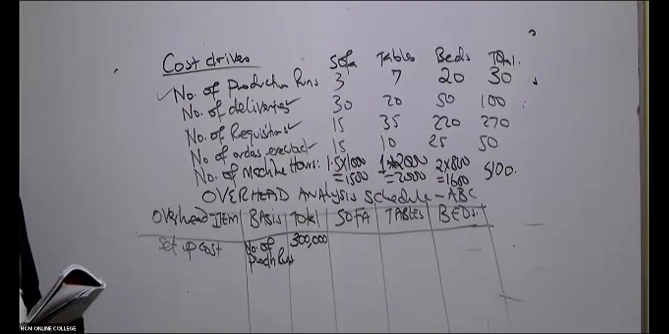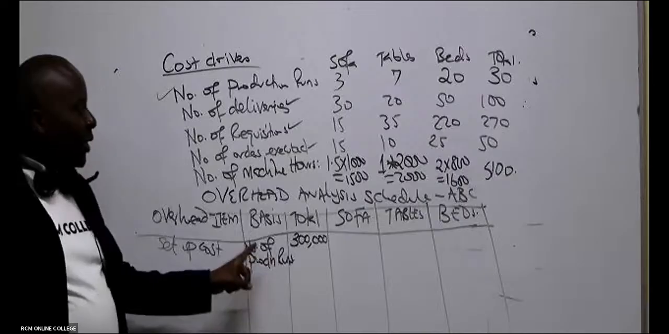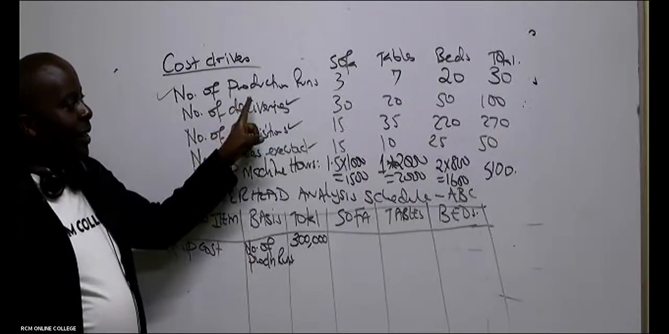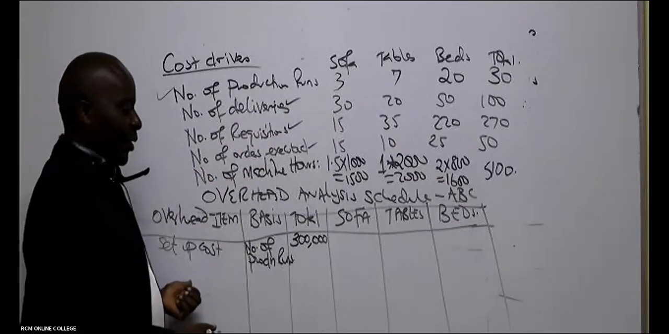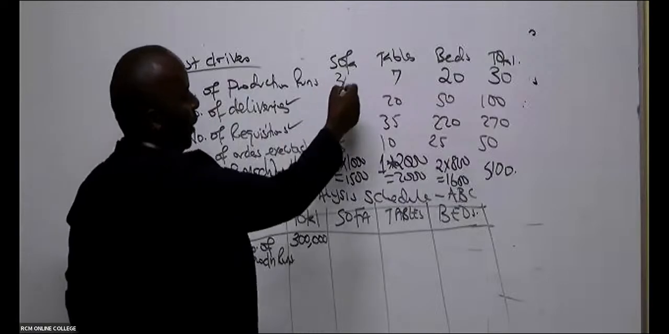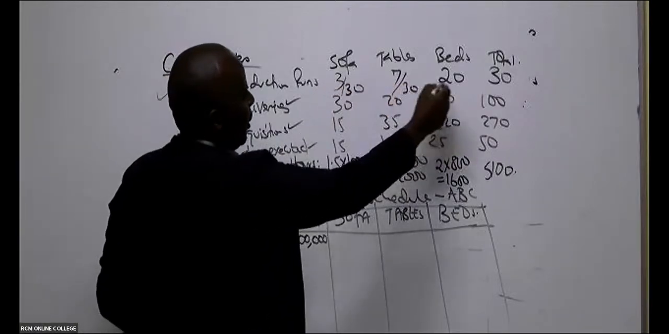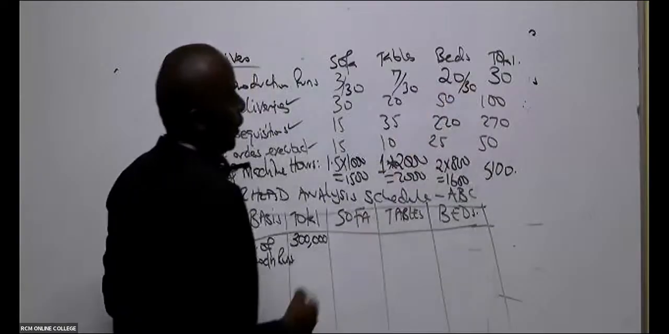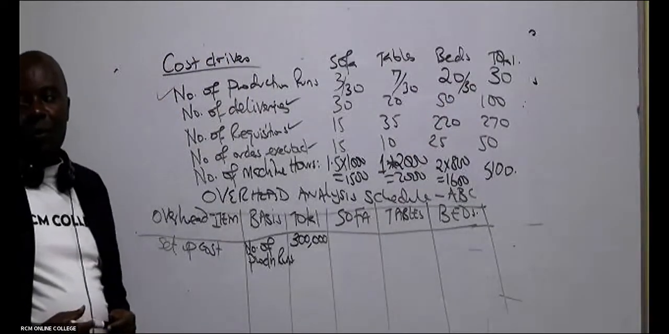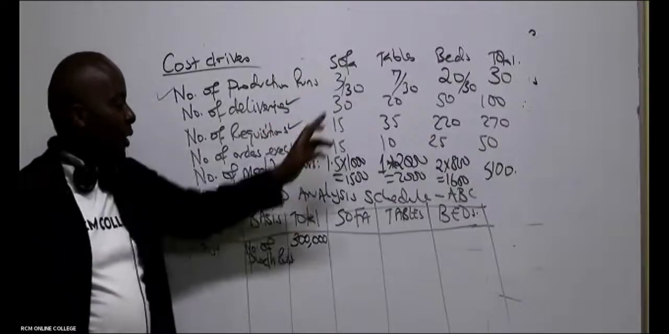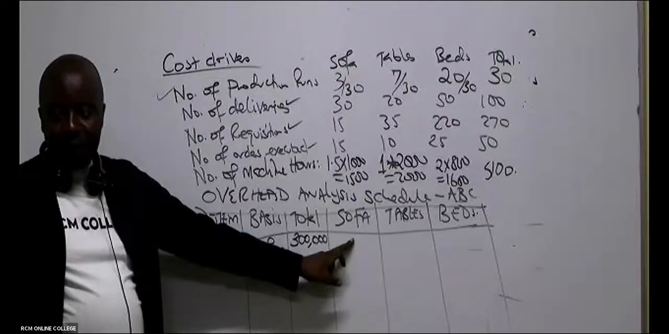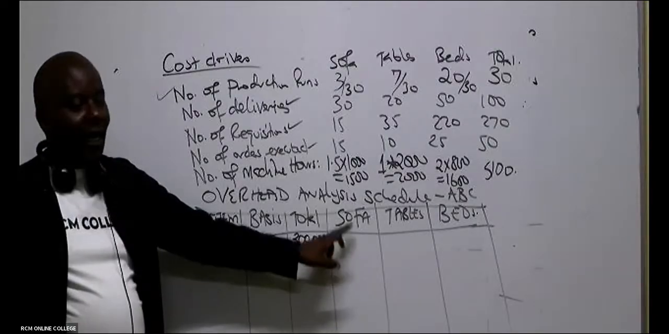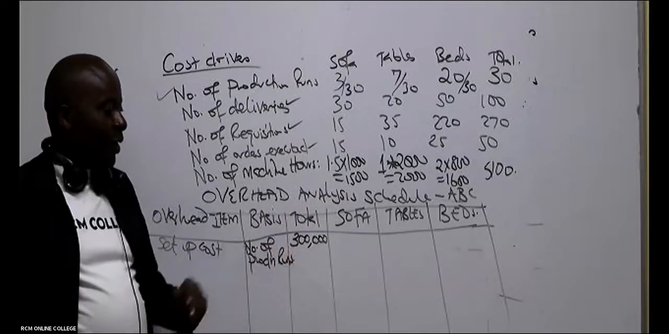So then what do you think will be the best way to apportion this figure? We have been given number of production runs. Do we have them here? Yeah, 3, 7 to 20, isn't it? So already we have that. So in this case now you know this is 3 over 30, 7 over 30, 20 over 30. So we have here 3 over 30 times 300,000. How much do we have for the sofa?